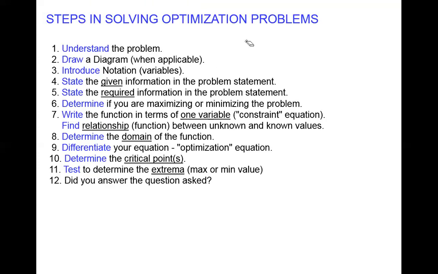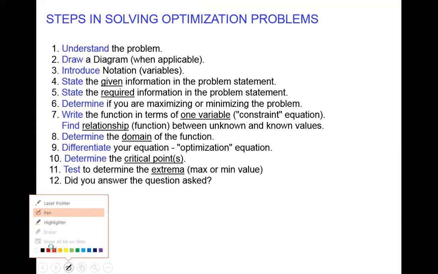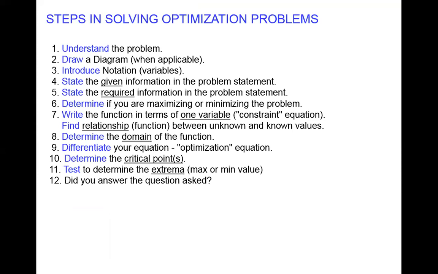We do have some steps, some guidelines, for how to approach optimization problems. Optimization problems are theoretically word problems involving, of course, calculus. First of all, we have to read and understand the problem, draw a diagram if you can, of course, introduce the notation, variables, and state the given information and the required information.